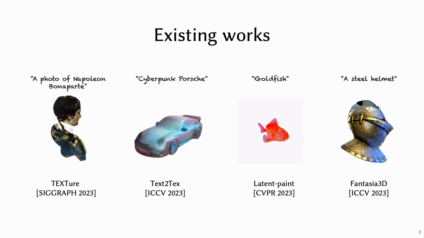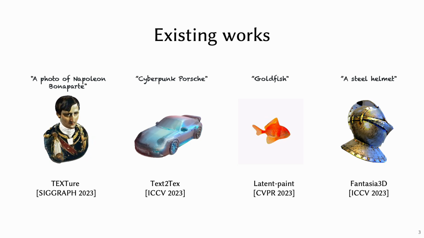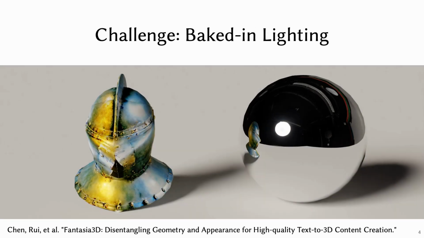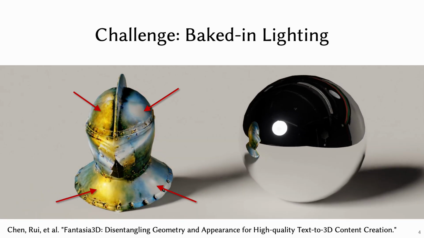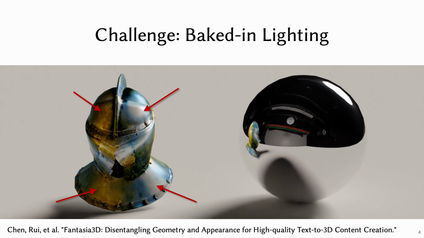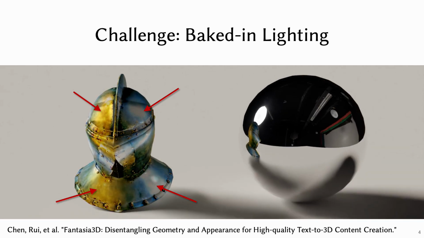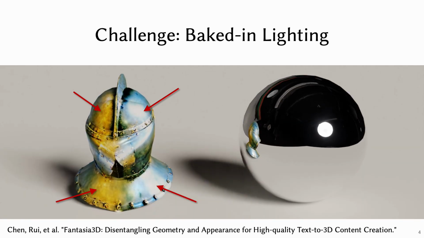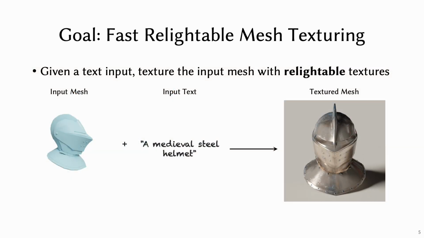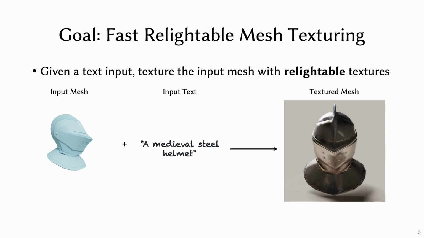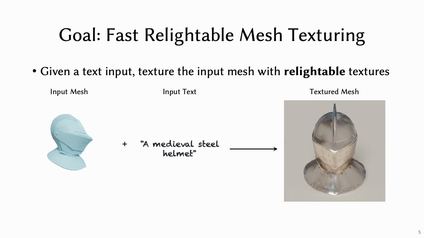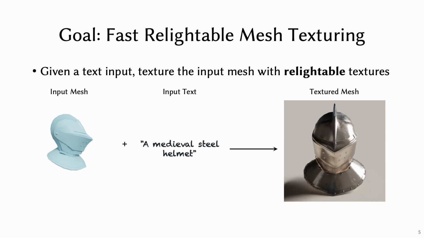There are a few existing works on this problem. While these generated textures look reasonable at first glance, there's a limitation that most of them have lighting effects baked into the generated color. This makes it unrealistic when put under different lighting conditions. Therefore, our goal is to propose a method for fast reliable mesh texturing and solve this problem by generating relightable textures, which can be relit properly in different lighting environments.